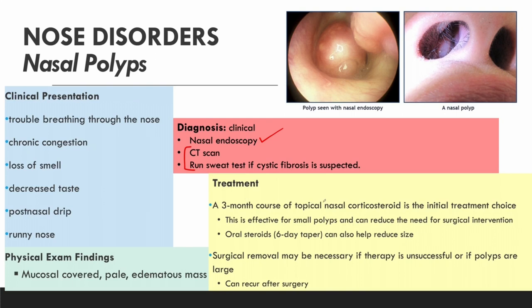Treatment, you can use topical or nasal spray corticosteroid. That's the initial treatment of choice. If you can't get it under control after using that for 3 months at least, then you can consider surgical removal, especially if it's impeding the patient's ability to breathe well. You can also use oral steroids. However, I've seen more of the topical as first line. And that's about it. Nasal polyps.